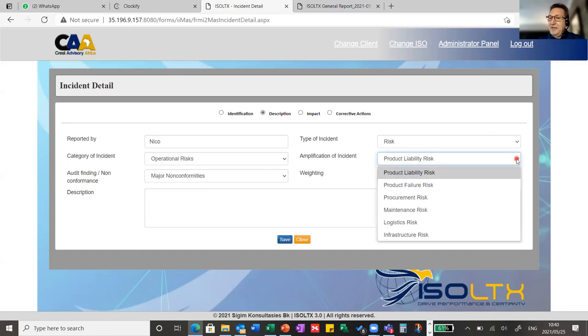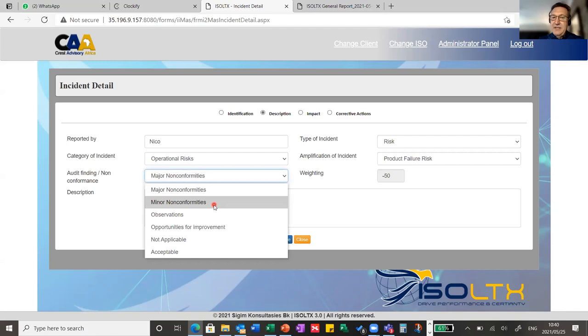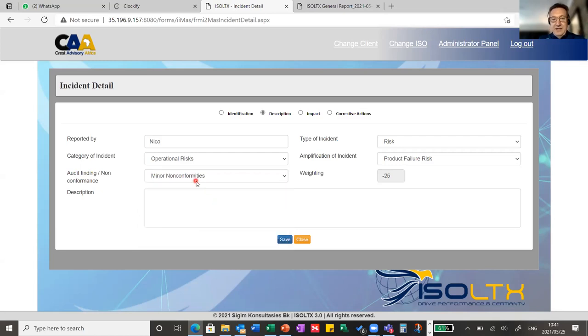And now we're looking at, in a production environment, what is your product liability? And what is your maintenance? Let's go for product failure. And immediately we are bringing in this whole space, the audit as well. Now, if there's a product failure, the question is, how big is the product failure? Is it a minor failure? Is it an observation that you can actually see or do something about? And I am choosing here, it is a minor non-conformance because it is already going into your operational space where you are actually working with that environment as well.